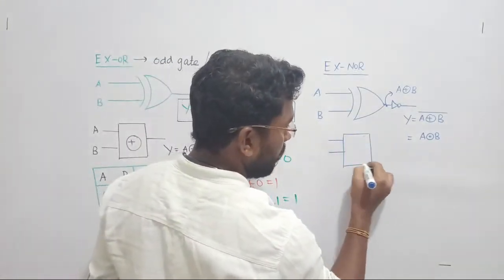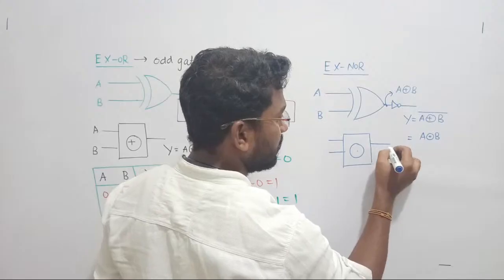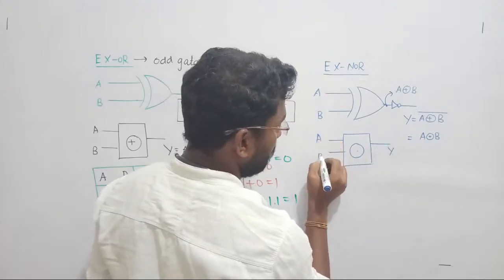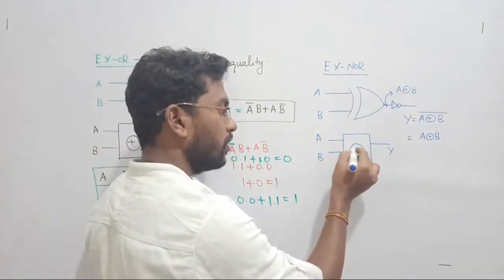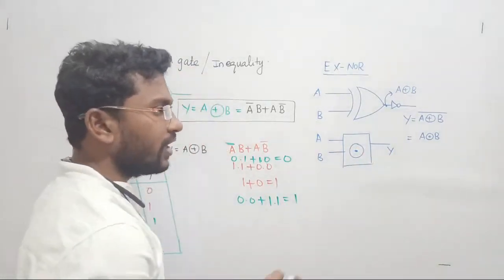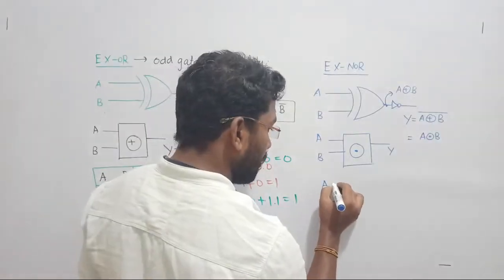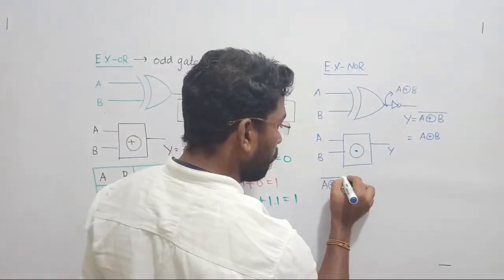It will simply be represented as the output Y, and the inputs are A and B. We are performing the XNOR operation, so we just put a dot here. Anyway, let us see what is the equivalent value of A XOR B whole bar.